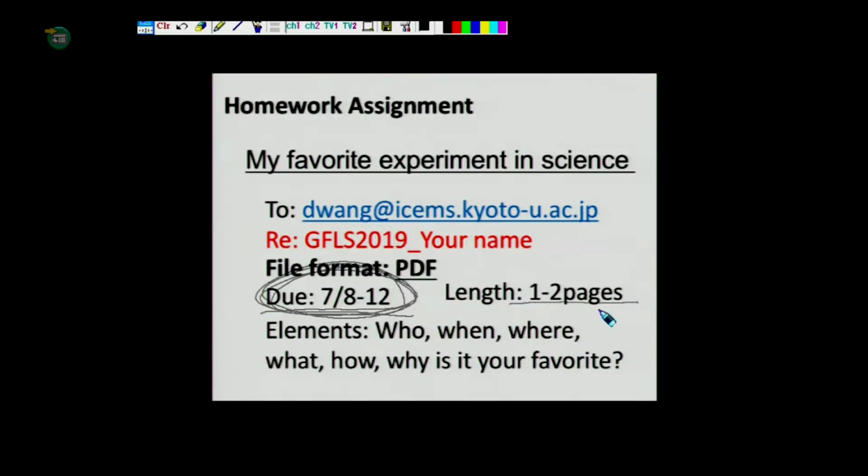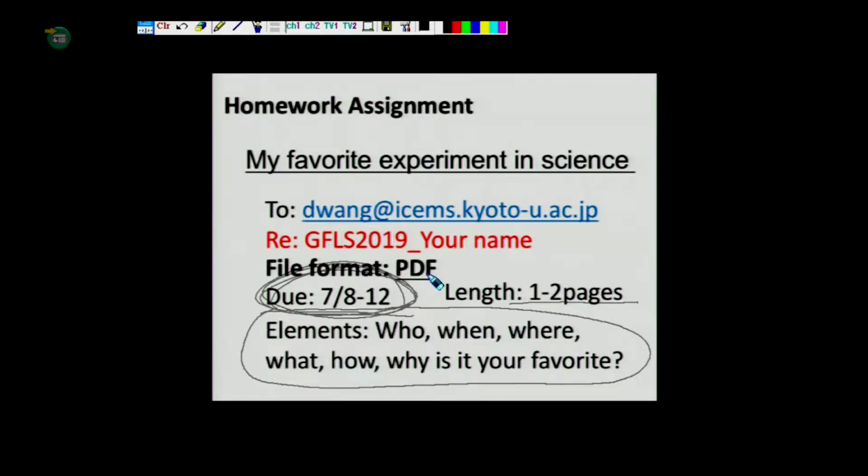The length is 1 to 2 pages, A4 size. And I want you to include these elements in your essay. I give you a very simple example. I made it up. Well, the experiment is real, I didn't make up the experiment, but I made up this essay. So you're supposed to include all these elements.